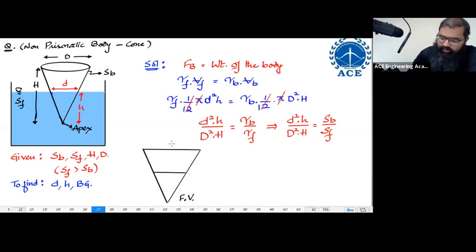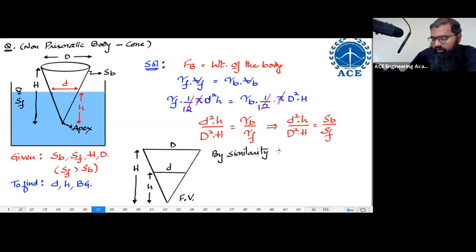This is the front view. This is capital D over here, this is small d, and the entire height over here is capital H, and this height over here is small h. I know that by similarity of triangles, small d upon capital D has to be equal to small h upon capital H.